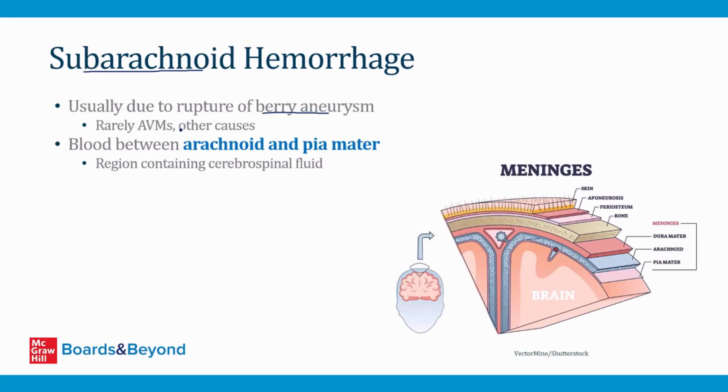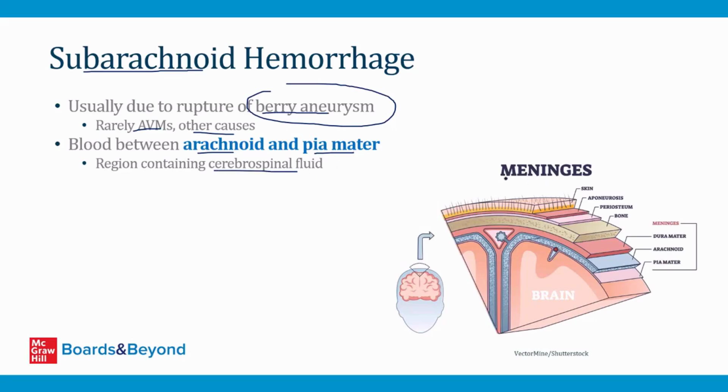For example, some patients are born with congenital vascular malformations in the brain called arteriovenous malformations, or AVMs, and one of these can rupture, causing subarachnoid hemorrhage. And there are other causes, but the major cause is rupture of a berry aneurysm. When a berry aneurysm ruptures, it will lead to blood accumulating between the arachnoid and pia mater in the meninges. This is the region of the meninges that contains cerebrospinal fluid.